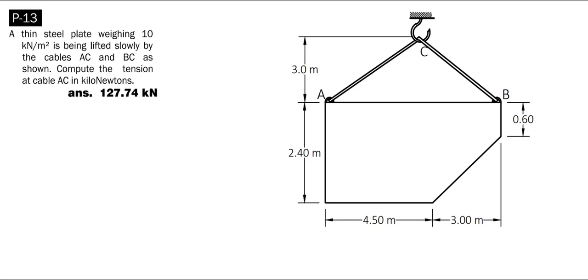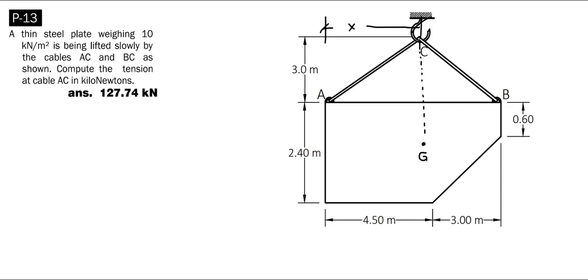To solve this problem, notice that the steel plate doesn't tilt in any other direction. Therefore, we can assume that its center of gravity is at this point here, where the cables intersect at C. Now we need to solve for x, the distance from the outer edge at A to the hook. To solve this, we need to utilize Varignon's theorem.